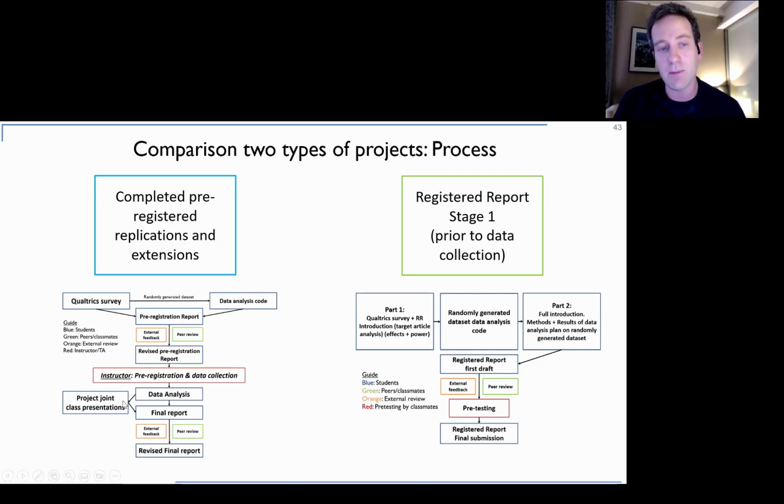We still have about 25 of those that are finished. So if anybody in the FORRT community is interested, they can come and work with us. Very similar model, but without the data collection, because we submit the stage 1 pre-registration to the journal. So same model, but we also do a little bit of pre-testing. And finally, the early career researchers work with me as the lead authors on the registered report stage 1, and we submit this.